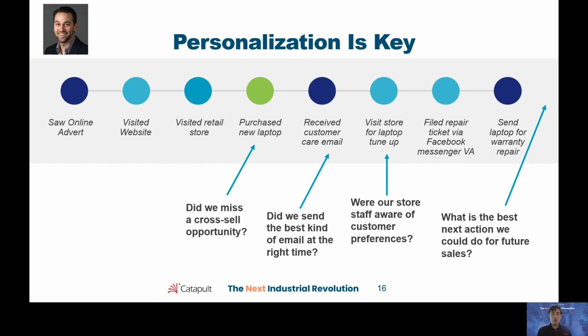When he came to the store, were our staff aware of his preferences? He came with that tune-up. Could that have been used to sell something else, or to provide some other kind of nice offer or service to increase his brand loyalty? And finally, at the end of the journey, what comes next? What's the best action that we could do next as a company to long-term secure his business for the long haul?